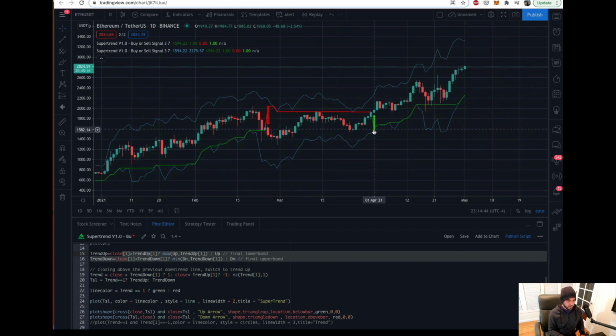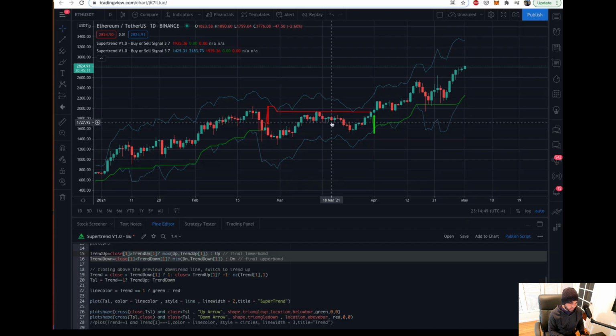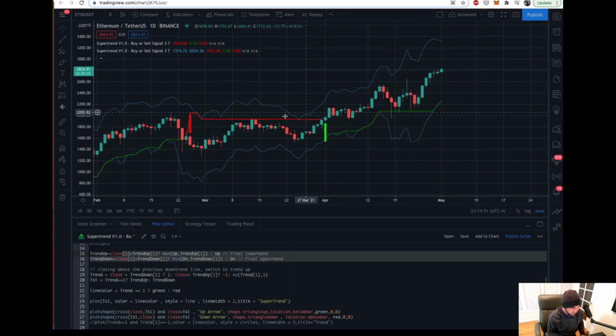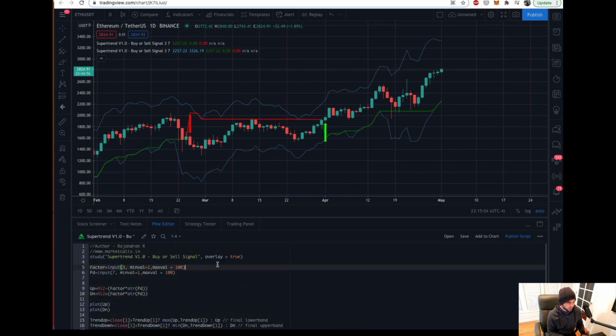And then I get a buy signal on April 1st. And I get a buy signal on March 13th. So my data that I pulled shows that it actually closed above right here, and that started the uptrend. So it looks like there's some slight differences depending on how you're pulling in the price and how the implementation is. So there's a TradingView version here.